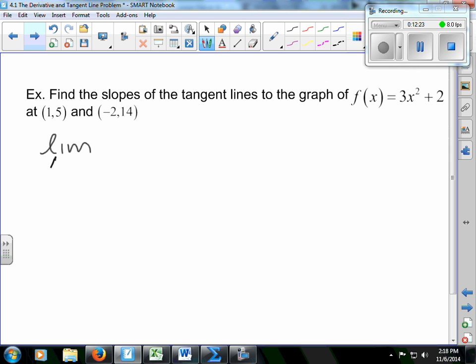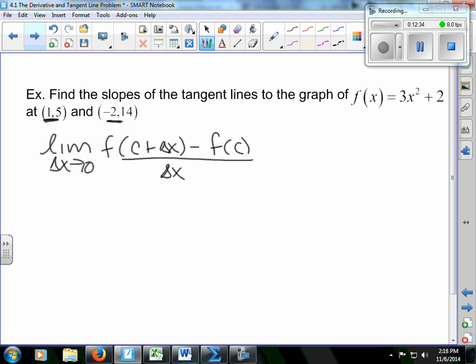Let's do the limit as delta x goes to 0 of f of c plus delta x minus f of c over delta x. Well, let's not specify which one of these two numbers is c. Eventually, they're going to have to be both of them. But I don't want to do one, and then have to go back and redo it all over again for -2. So I'm just going to keep it as c.